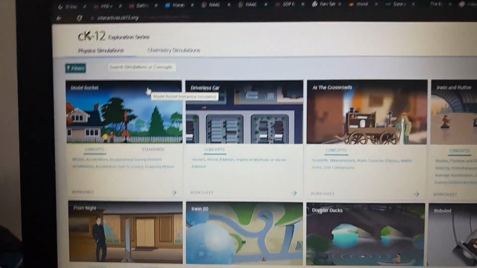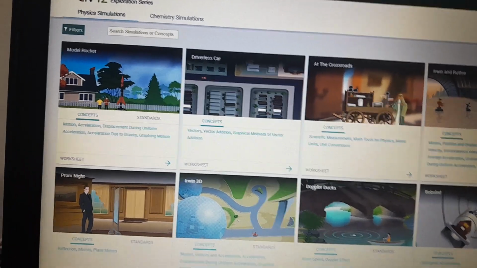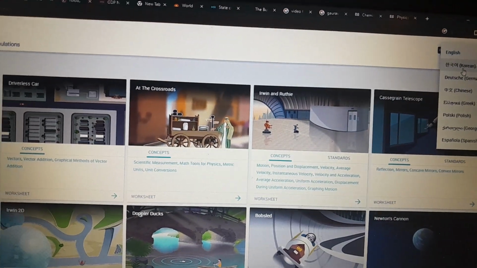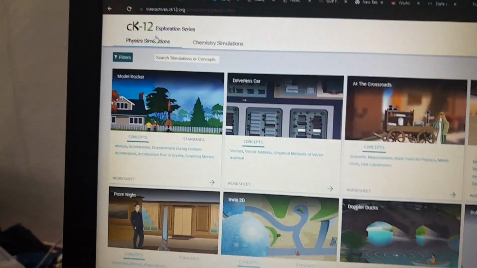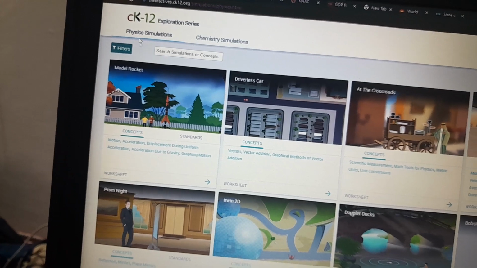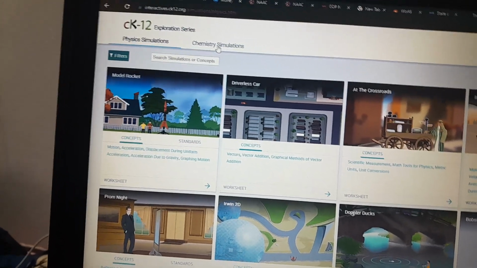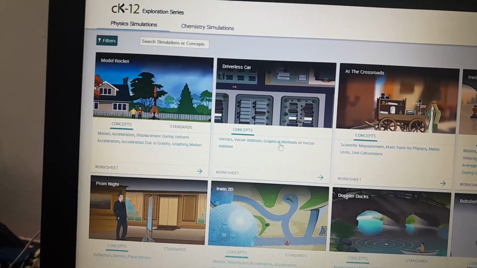So CK12, it's an American website, I guess. It's available in various languages: Korean, German, Chinese, Greek, Polish. We'll stay with English. Now we have simulations. Here you can run literal experiments of physics and chemistry without using the lab.